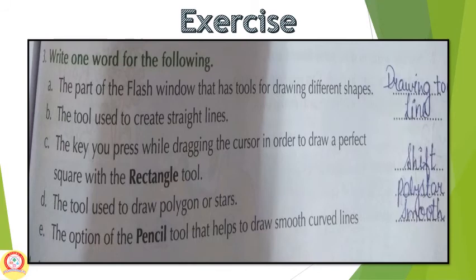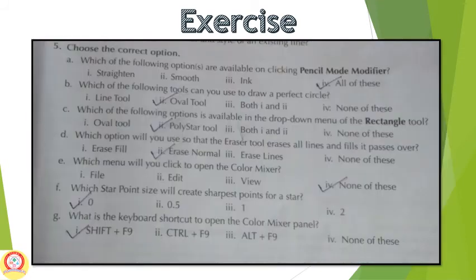Now question 3. Write one word for the following. A. The part of the Flash window that has tools for drawing different shapes. That is the Drawing tool. B. The tool used to create a straight line. That is the Line tool. C. The key you press while dragging the cursor in order to draw a perfect square with the Rectangle tool. That is Shift. D. The tool used to draw a polygon or star is the Polystar. E. The option of the Pencil tool that helps you to draw a smooth curved line. That is Smooth.